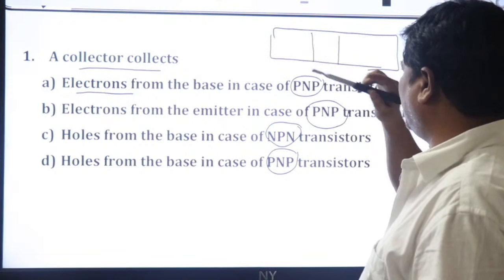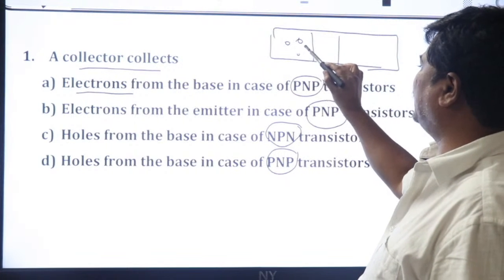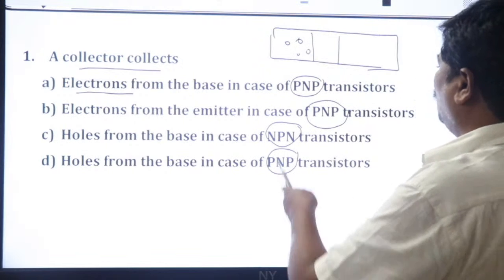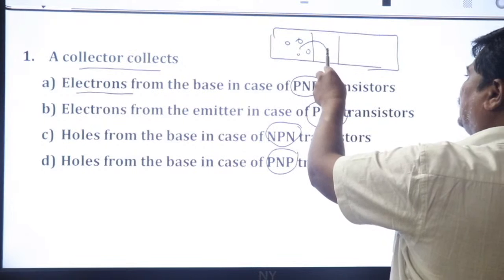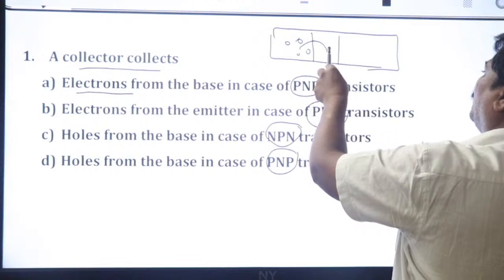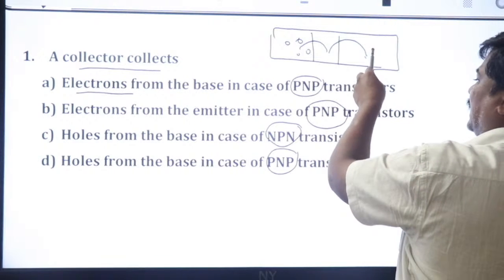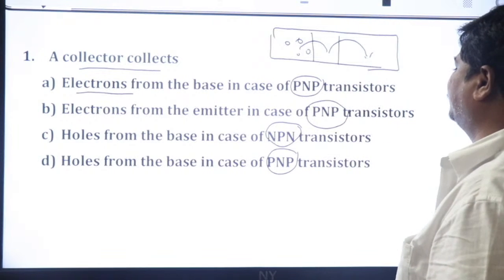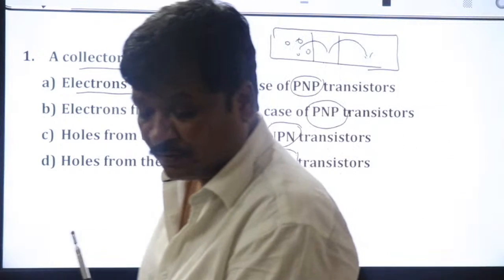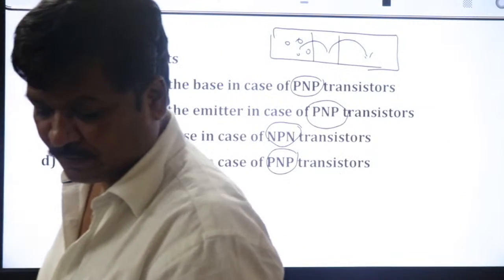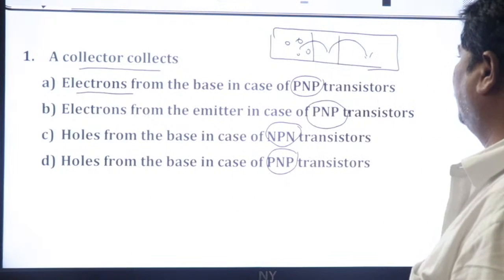Now coming to the emitter, what it contains? If it is a PNP transistor, holes it contains. The holes are coming from emitter to base, and those holes are transferred from base to the collector, if it is a PNP transistor. Tell me, what will be the answer?